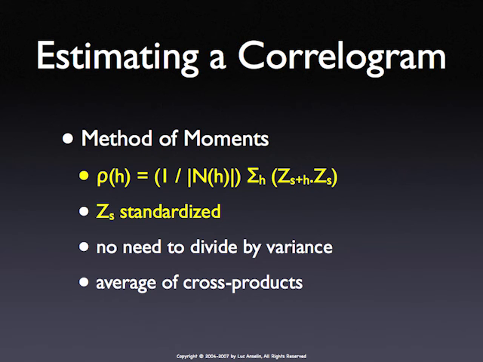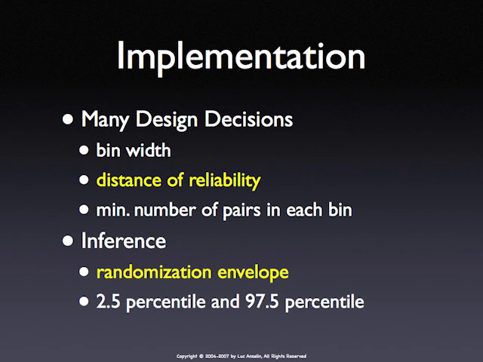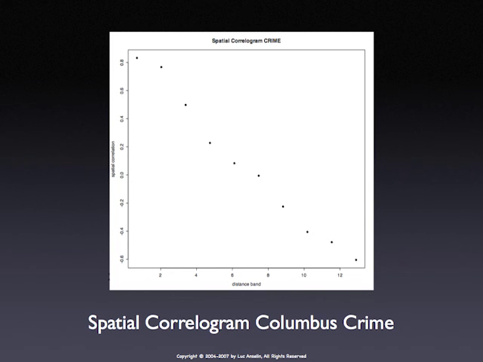These little dots. So again, these dots are not for a specific distance, but they're for a distance range. And they decrease with increasing distance. Several implementation issues. Just like before: bin width, distance of reliability, minimum number of pairs in each bin. Those are the kinds of things that we are used to by now, and the results will depend on this.